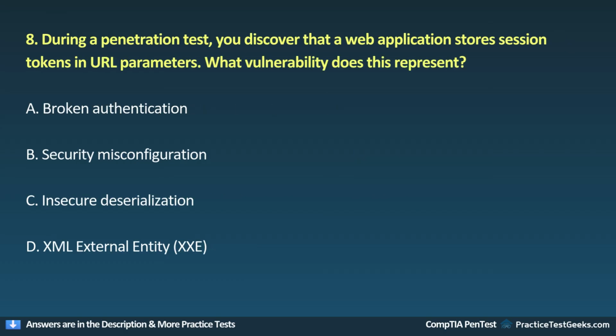8. During a penetration test, you discover that a web application stores session tokens in URL parameters. What vulnerability does this represent? A. Broken authentication. B. Security misconfiguration. C. Insecure deserialization. D. XML external entity.